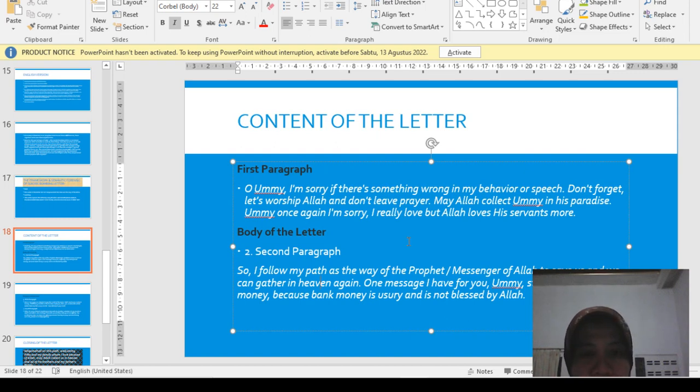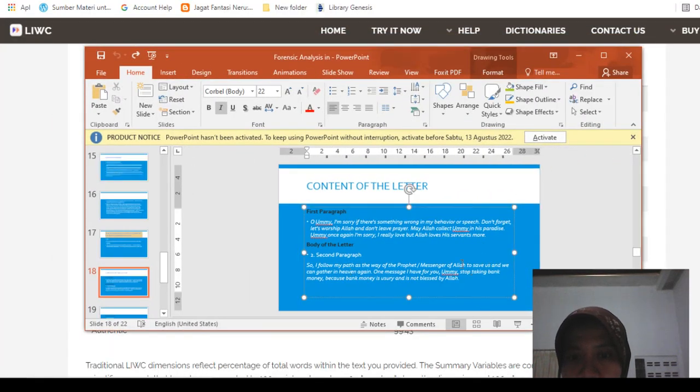So I follow my path as the way of the prophet or messenger of Allah to save us, and we can gather in heaven again. In the first sentence, the perpetrator doesn't explain what kind of way of the prophet can save people and can gather in heaven. The sentence is so ambiguous that it makes the reader confused and doesn't understand the correlation.